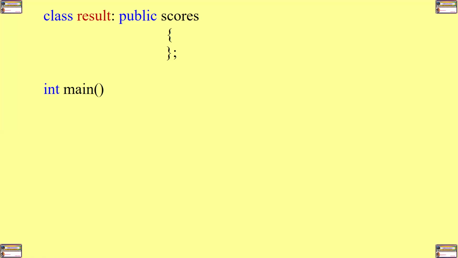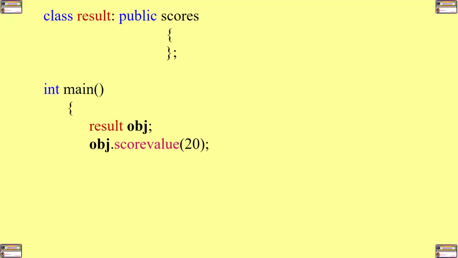From there, we have our main function. Now, this main function is doing the following. The first action is to declare an instance or an object of type result. Now, as you can see, this object called obj is for manipulating the derived class, and the derived class is called result.